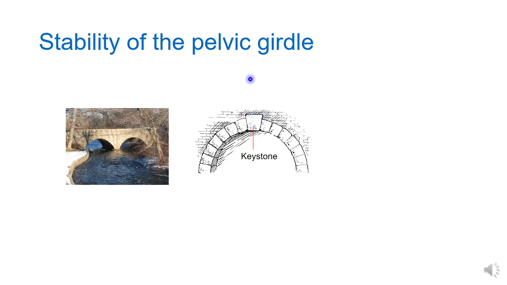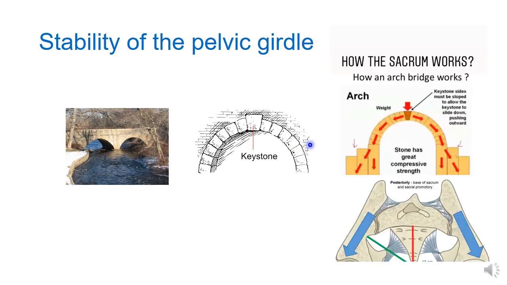So if we have pressure on this stone, it will distribute the load to the periphery of the arch, maintaining the stability of the whole structure. The same is in our pelvis. This is the sacrum. After loading the sacrum, it will transfer the load to both iliac bones through the sacroiliac ligaments.